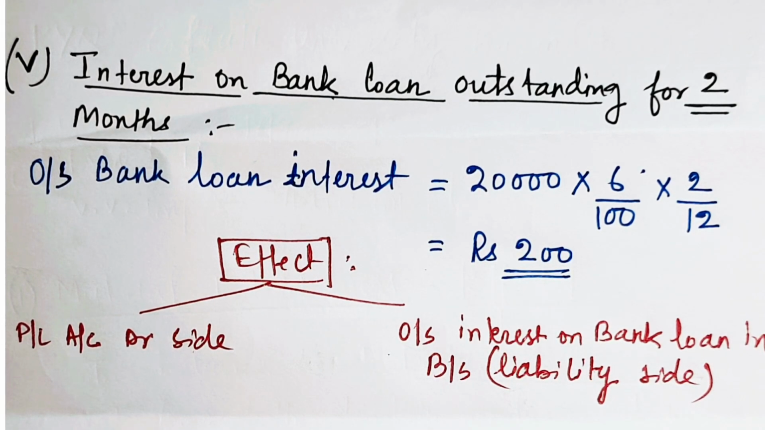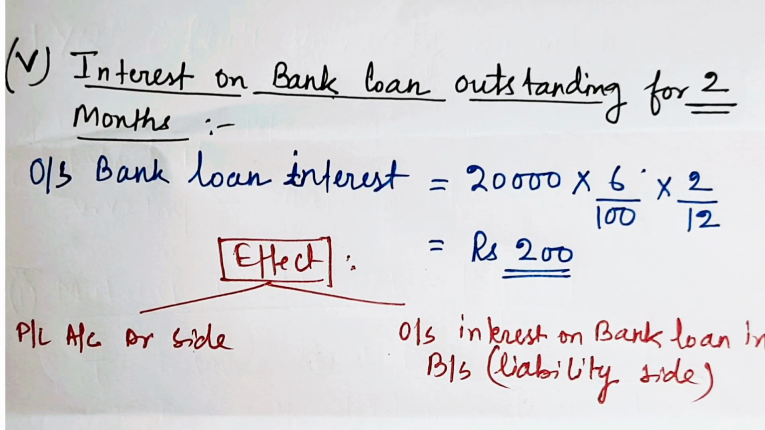The fifth adjustment entry is interest on bank loan outstanding for 2 months. So the business has taken a bank loan but the business has not yet given the interest on this loan and this outstanding is for 2 months. So the outstanding interest on bank loan will be, the bank loan is 20,000 which is given in the question into 6% which is the total interest for the whole year into 2 by 12. So that will be equal to rupees 200. This is the interest on bank loan which is outstanding.